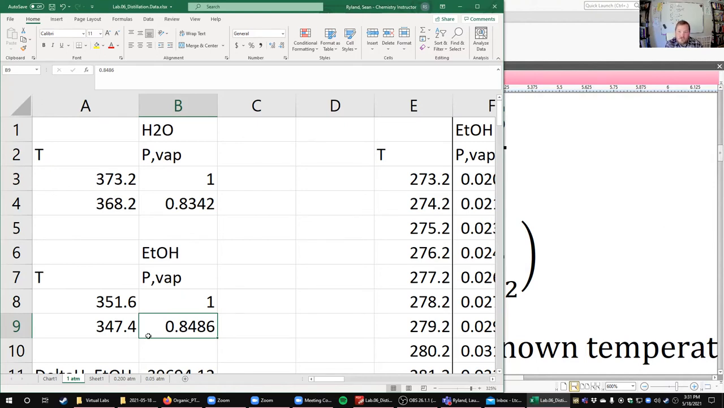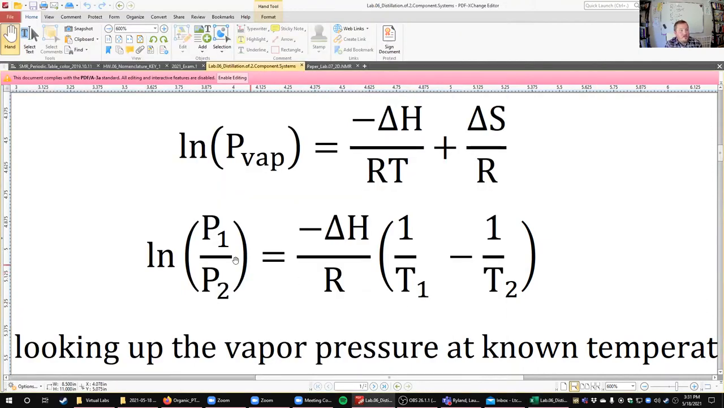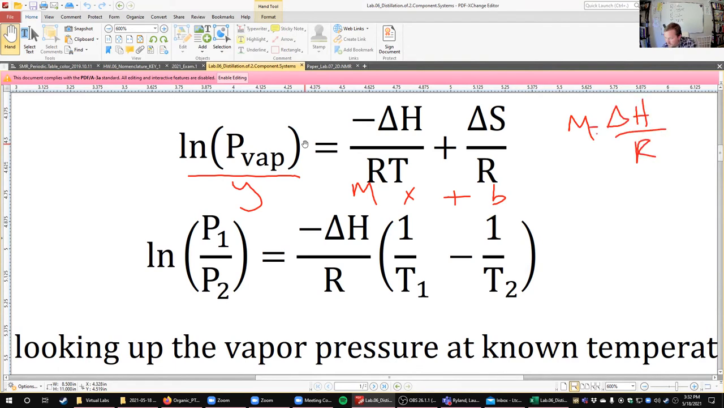So any two points should give you close to the same answer, because what we're really solving for, when we look at it like this, in general, this is just like a linear equation, y equals mx plus b. M is delta H over R, x equals 1 over temperature, and b is your delta S over R. So just like back in basic algebra, you could find the slope if you had any two points, right? That's really what we did here, is we found the slope by using those two, the difference in height, rise over run, basically, between those two points. And then now we're going to find the intercept by taking one of those points and plugging it back in.